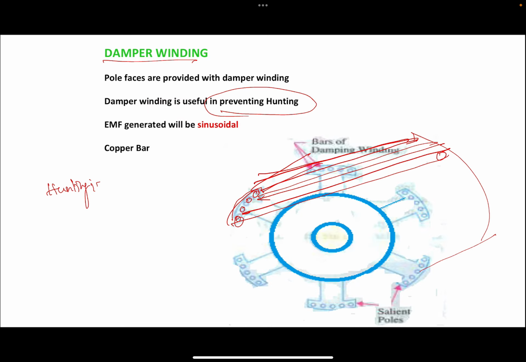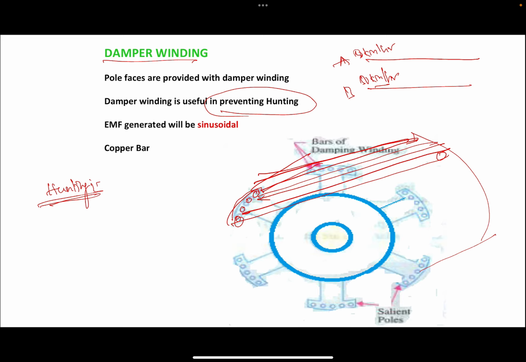Hunting is nothing but, let me give a generalized example. Let's assume that two bikes are moving at 50 kilometers per hour from one starting point, both at the same speed. Now let's assume that suddenly there is a pothole, a pit, some disturbance or speed breaker, only for bike A.